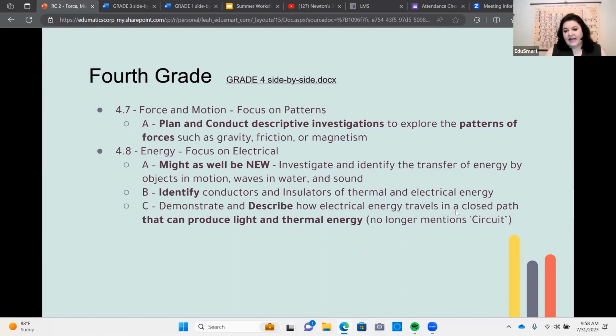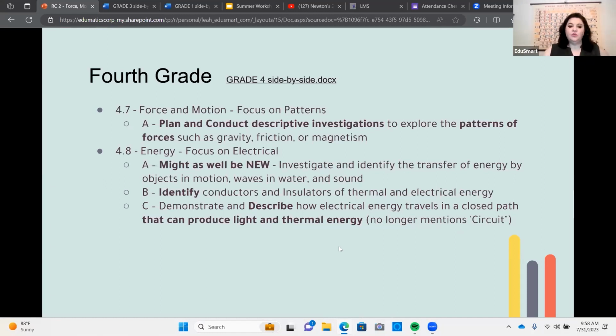So it's really adding that why piece, and this is an understanding that it's a system. I think that's why they added in or changed the terminology to closed path, is that it makes it more of a connection to this is a system where electrical energy is transforming into something else. So we really want to push that systems recurring theme. So yeah, really starting in 4th grade, you see huge changes.